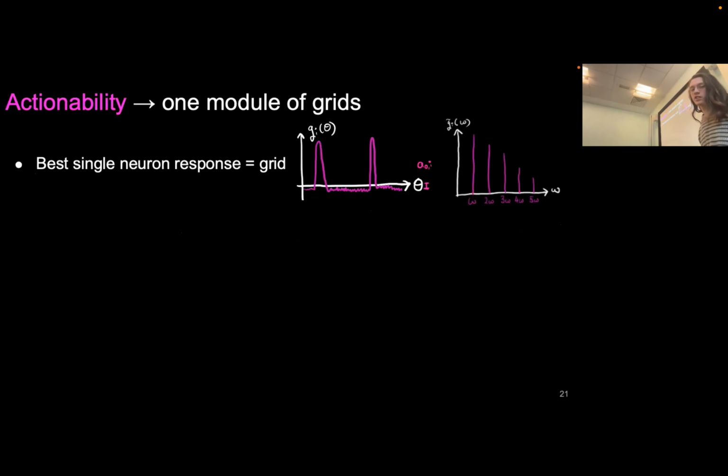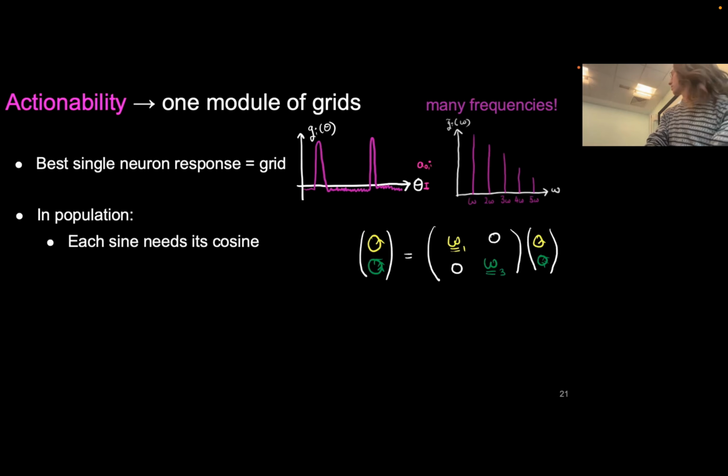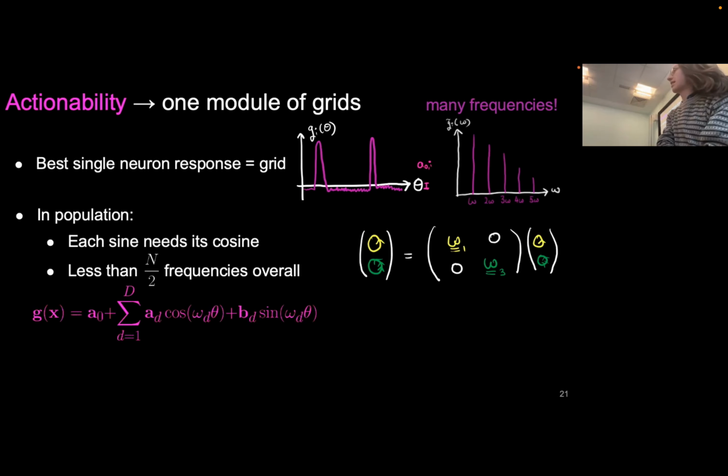Okay, so that was one neural response, but in order to produce that, we had to have many frequencies in our frequency spectra. But if you remember, each neuron only contributes like half an extra frequency to the population. So it's using much more than its fair share of frequencies to produce this good response. So the way that we resolve this is that across the population, sorry, this is a constraint. Each sine needs its cosine, and we have less than n over 2 frequencies in the total population.